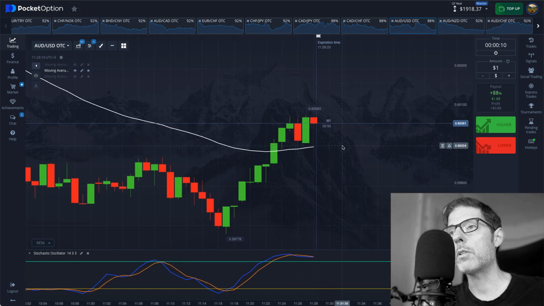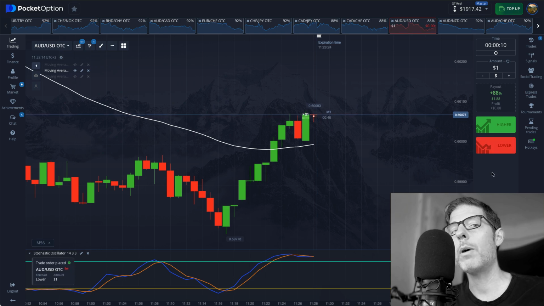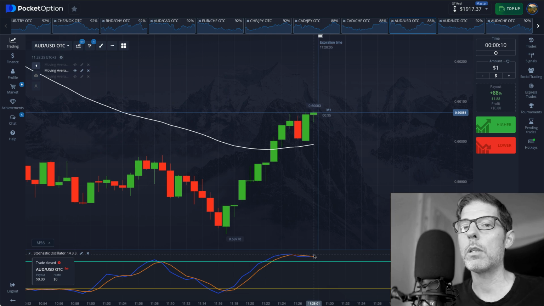Let's see what this candle does right here. Okay, I see a pullback. Let's go ahead and enter the market. Let's look down here at the stochastic. We've only got 10 seconds. We've got that orange crossing the blue. 3, 2, and that was a loss, guys.